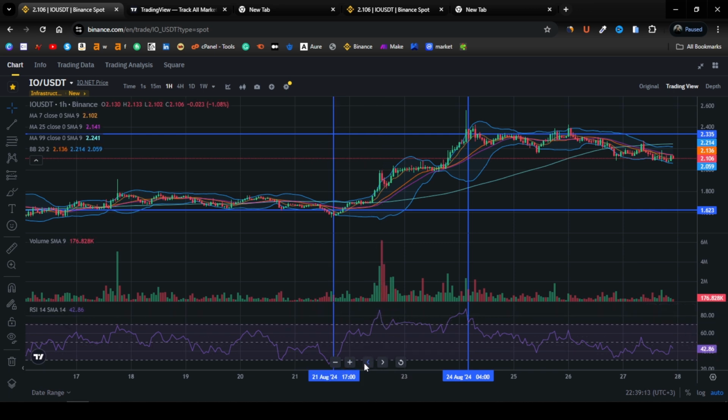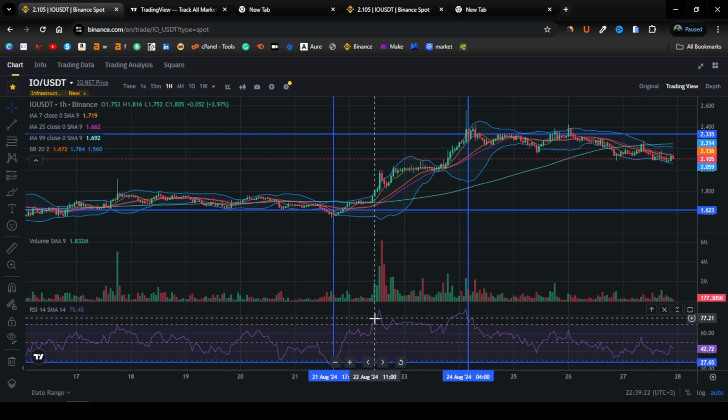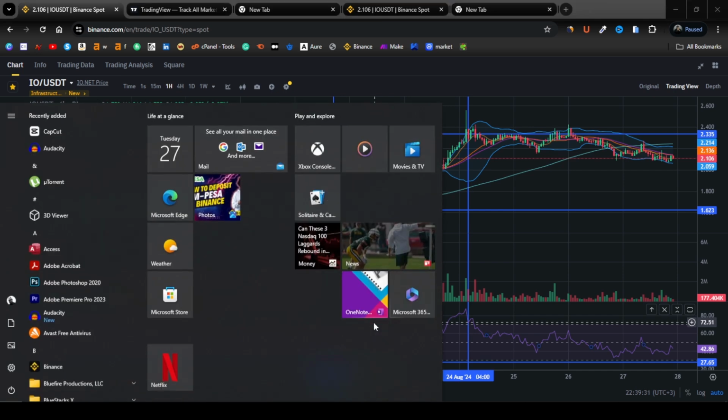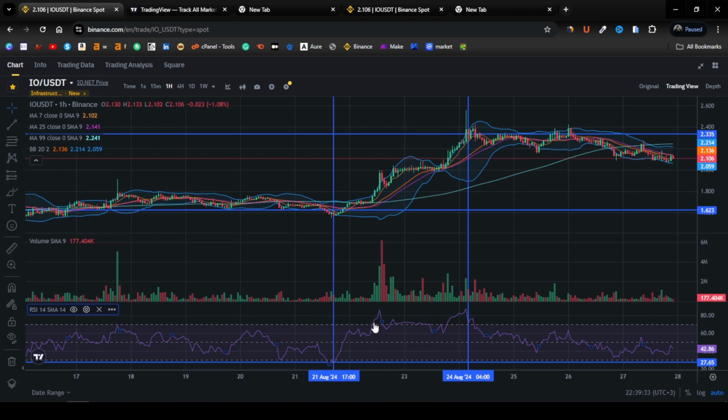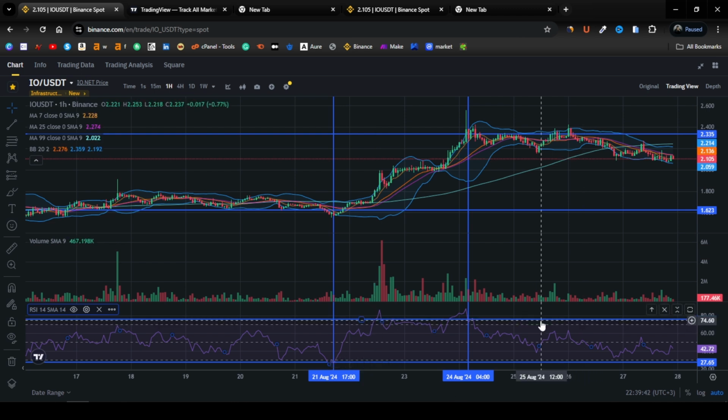Let's draw these 2 lines here and see. I'm going to draw one line here. I'm going to draw the other line here. Now let's do 70. Let's do 70 here. Now let's change this color to something like yellow.